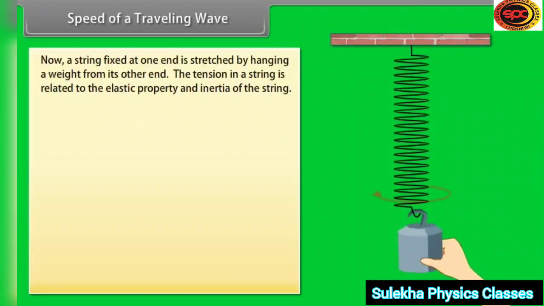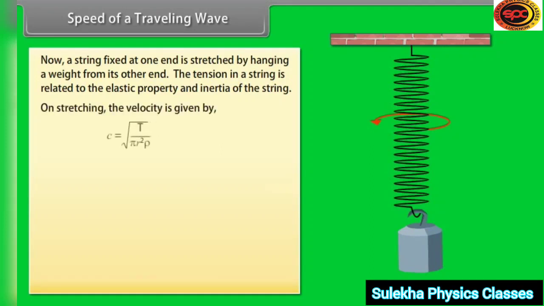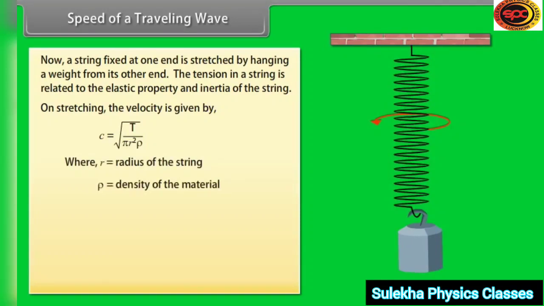Now, a string fixed at one end is stretched by hanging a weight from its other end. The tension in a string is related to the elastic property and inertia of the string. On stretching, the velocity is given by c is equal to under root T upon pi r square rho. Here, r is equal to radius of the string. Rho is equal to density of the material.